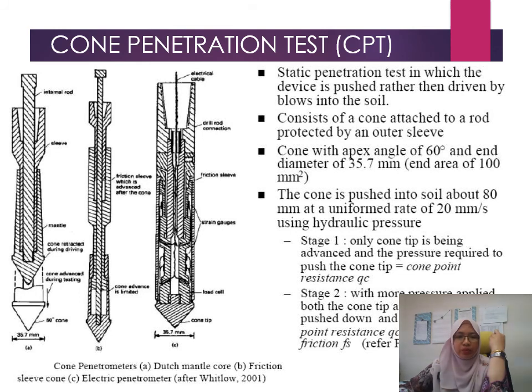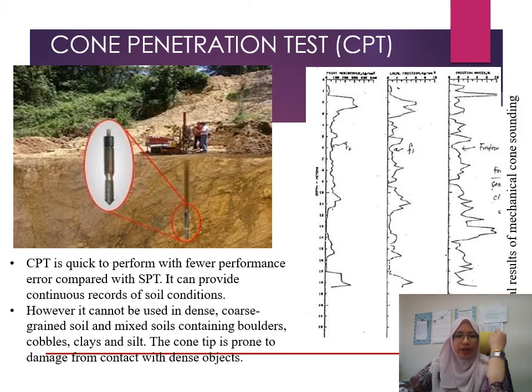using hydraulic pressure. For stage 1, only the cone tip is being advanced, and the pressure required to push the cone tip is measured. Then for stage 2, with more pressure applied, both the cone tip and the sleeve are pushed down. CPT is quick to perform with fewer performance errors compared with SPT. It can provide a continuous record of soil condition, right?